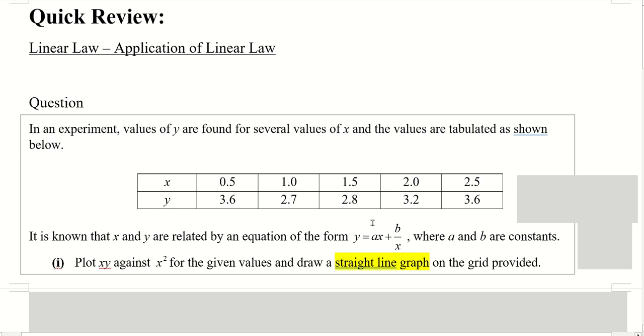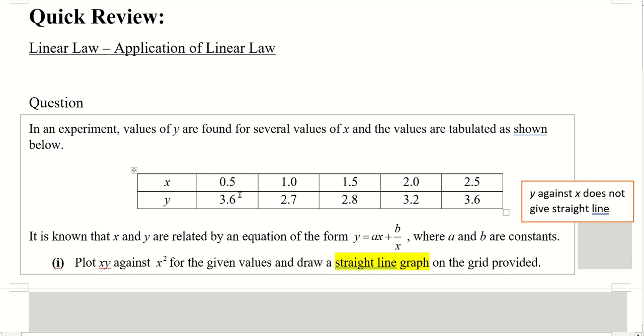So first, if you look at this equation, you realize it's not a straight line graph because it's not in the form of y equals mx plus c, where c has to be a constant. So this is not a straight line graph. And if you inspect the values given, as x increases by 0.5 each time, you realize at first y drops from 3.6 to 2.7. As x continues increasing, y starts increasing again. So you can actually see that when you plot y against x, it does not give a straight line.